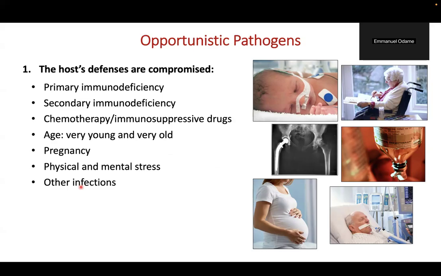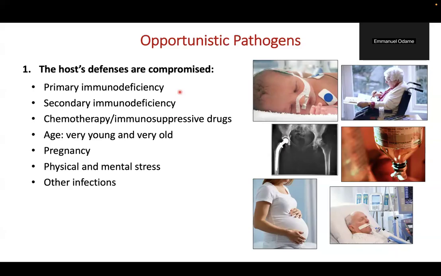So now let's talk more about opportunistic pathogens. We are talking about the mechanisms by which we can find opportunistic pathogens being present. One of the first mechanisms is when host defenses are compromised. The host defense might be compromised in a lot of ways. The first one can be primary immunodeficiency. Some can be secondary immunodeficiency.